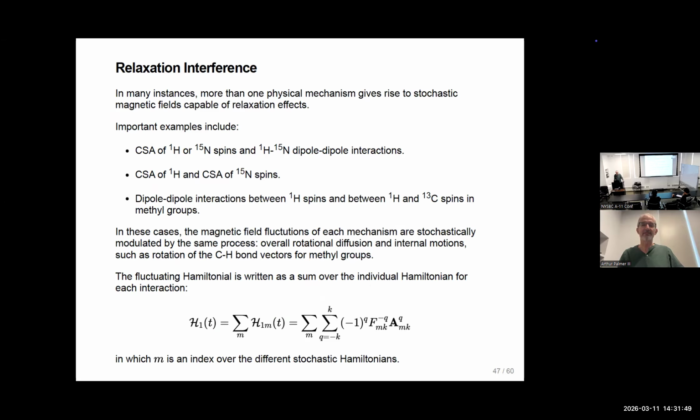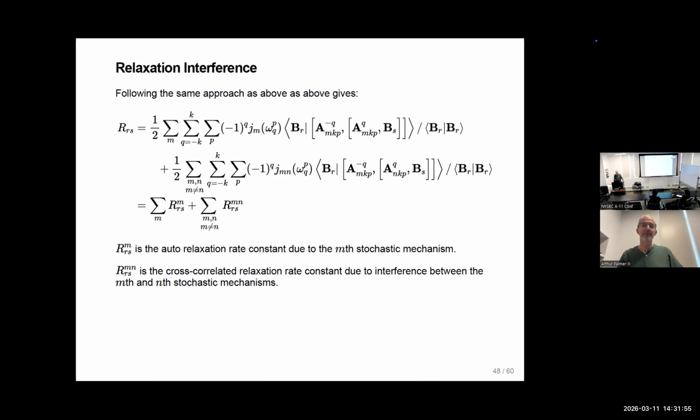This is when I said if we have more than one interaction, we just have to sum over all the interactions. And we end up with the auto relaxation effects. They're just the dipole contribution, this plus the CSA contribution, and then the interference, the cross terms. And in the cross terms, we have a cross spectral density function. And here we have just the normal power spectral density function.